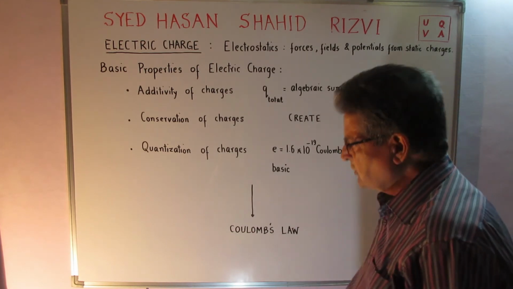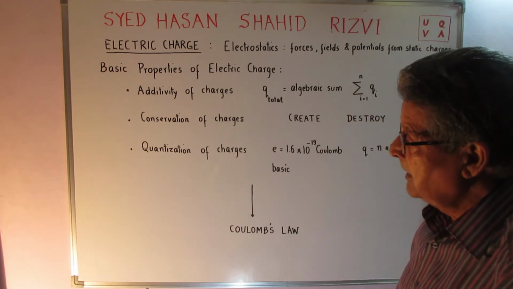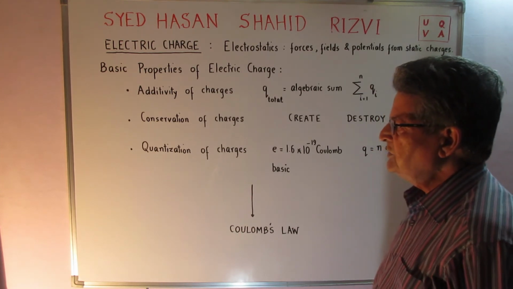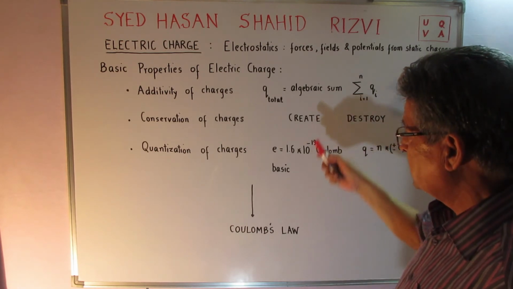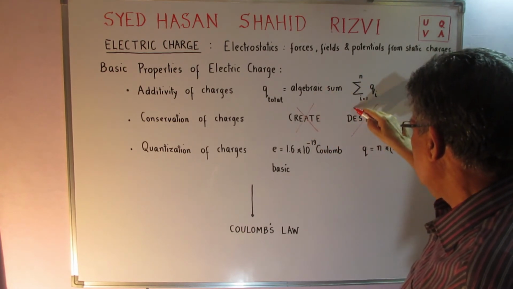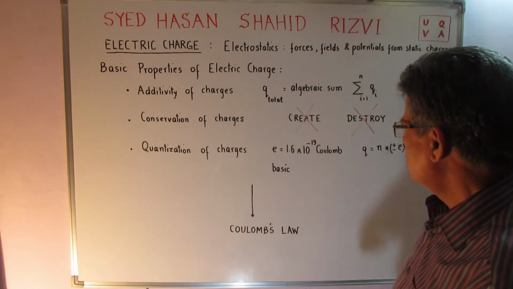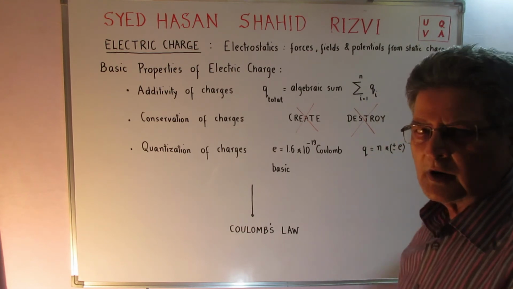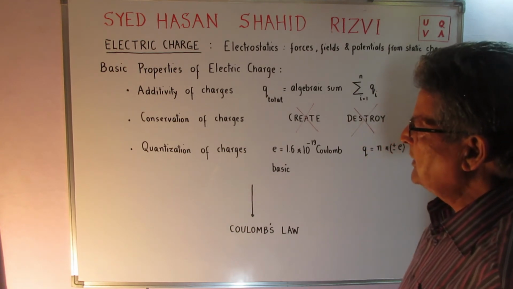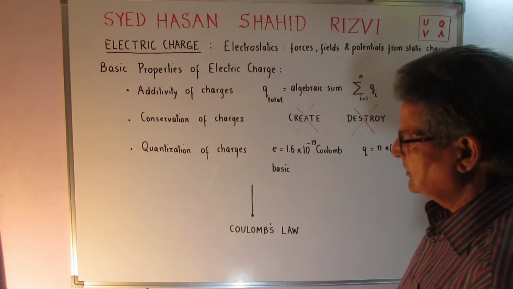The second item that we must take into consideration is the conservation of charges. Interesting thing, the charge is conserved. It can neither be created nor be destroyed. In Arabic we call it ma khalaq, no creation, and ma fana, no destruction is possible. So whatever charges have been created, they have been created, they can be added together by the additivity of charges, so the charges are conserved.